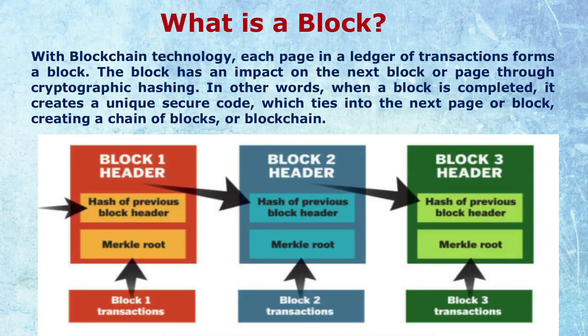With blockchain technology, each page in a ledger of transactions forms a block. The block has an impact on the next block or page through cryptographic hashing. In other words, when a block is completed, it creates a unique secure code which ties into the next page or block, creating a chain of blocks, or blockchain.